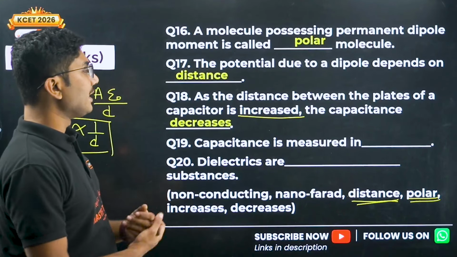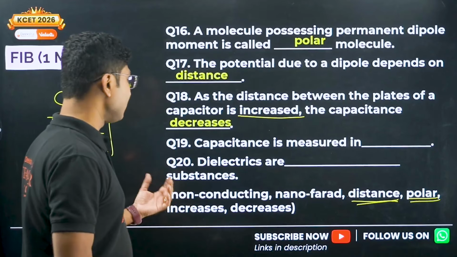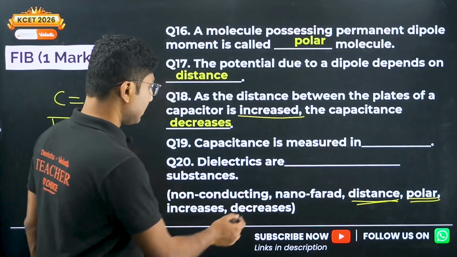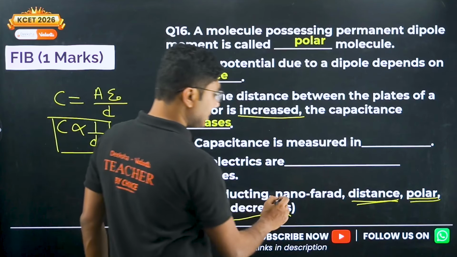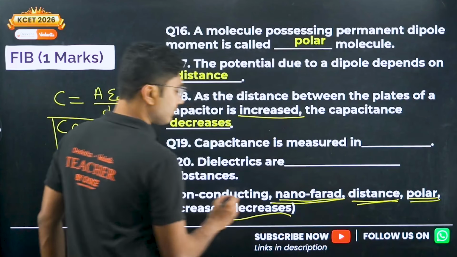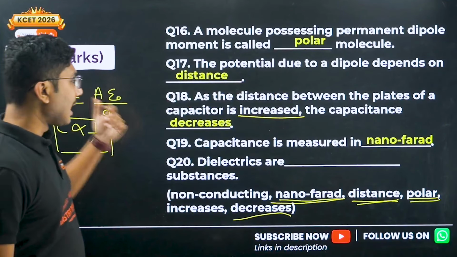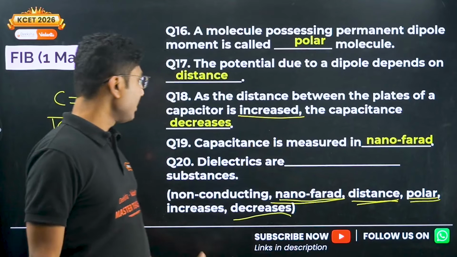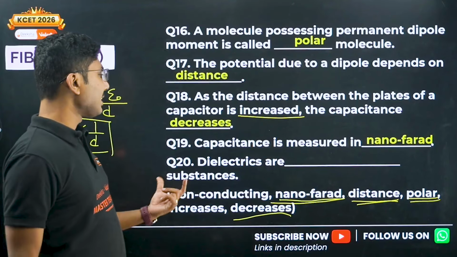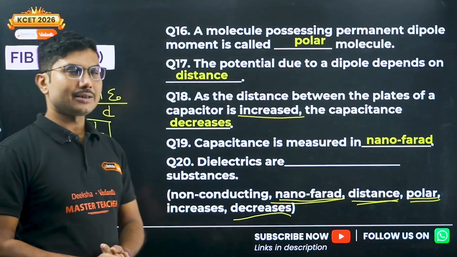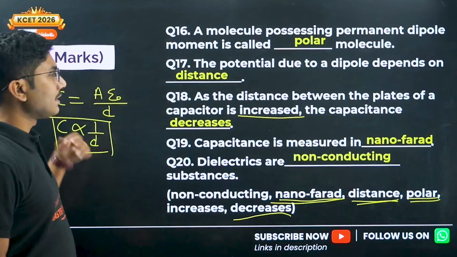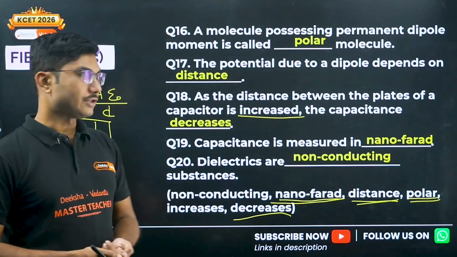Capacitance is measured in dash. So what is the unit of capacitance? Out of all these options, the unit of capacitance is nanofarad. So nanofarad is the unit of capacitance. Correct answer will be nanofarad. Dielectrics are dash substances. So dielectrics are actually non-conducting substances.